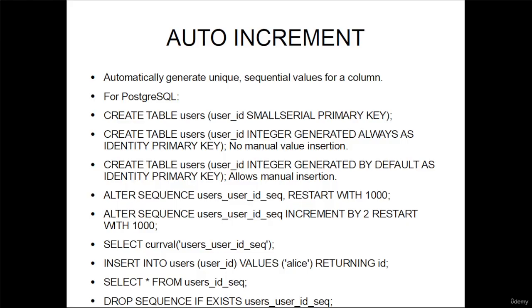For GENERATED BY DEFAULT AS IDENTITY, you can manually specify an ID. If the specified ID is higher than the current sequence value, the sequence adjusts to continue from the highest value, potentially creating gaps. Returning the value of the ID column: INSERT INTO users (username) VALUES ('Alice') RETURNING id. View sequence details: SELECT * FROM users_user_id_seq.